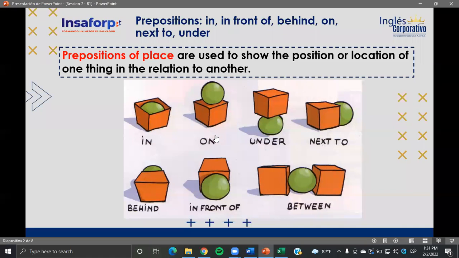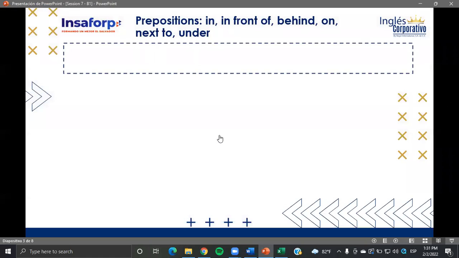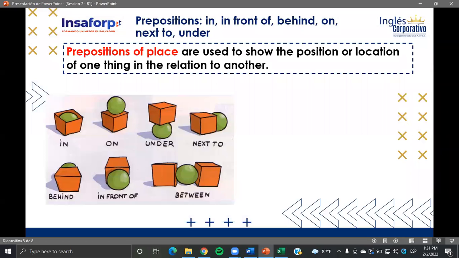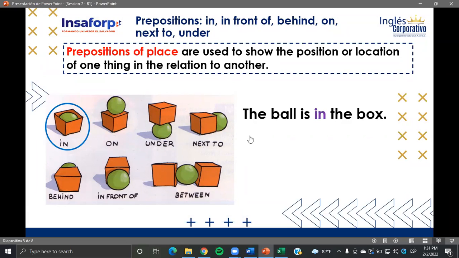No. Okay. For example, let me give you some examples. Okay, again, look at the diagram or look at the prepositions with the photos, right? The objects. I will specify this one. So I can say the ball is in the box. The ball is in the box. As you said yesterday, right? Inside. The ball is in the box.